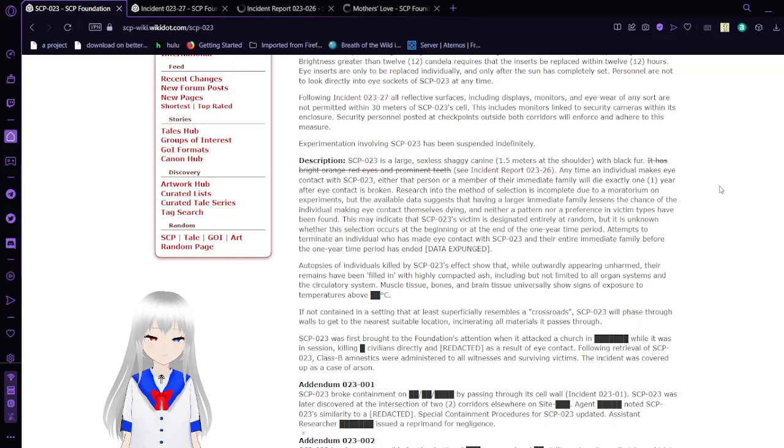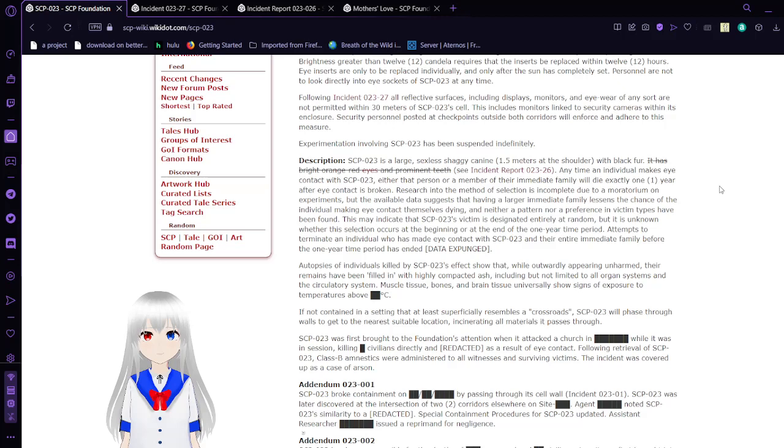2326. Anytime an individual makes eye contact with SCP-23, either that person or a member of their immediate family will die exactly 1 year after eye contact is broken. Research into the method of selection is incomplete due to a moratorium on experiments, but the available data suggests that having a larger immediate family lessens the chance of the individual making eye contact themselves dying, and neither a pattern nor a preference in the victim types have been found. This may indicate that SCP-23's victim is designated entirely at random, but it is unknown whether the selection occurs at the beginning or at the end of the 1 year time period.